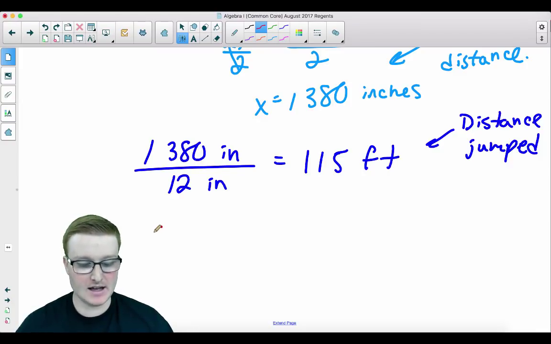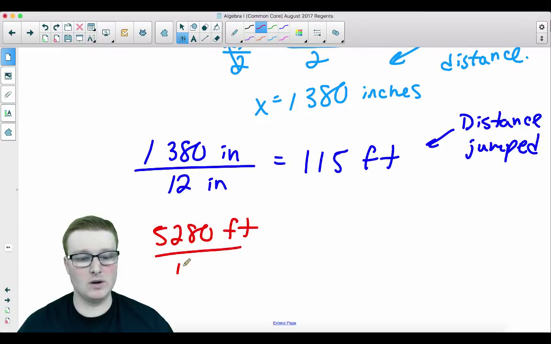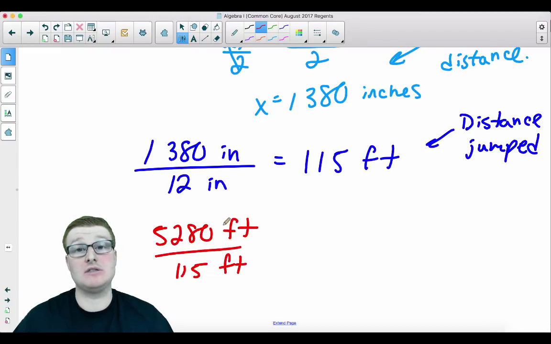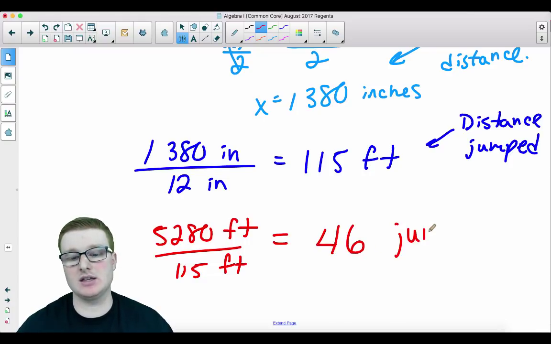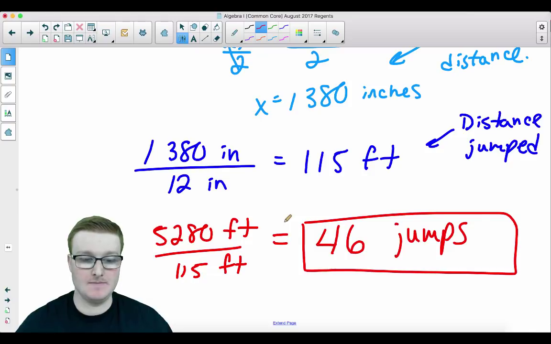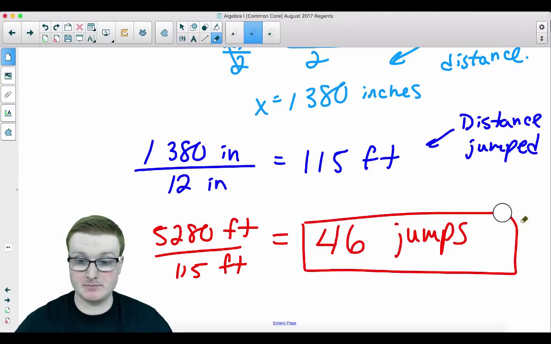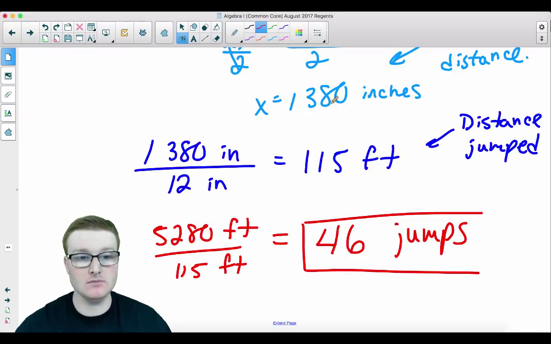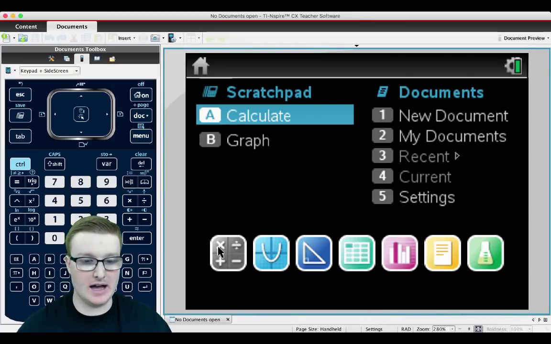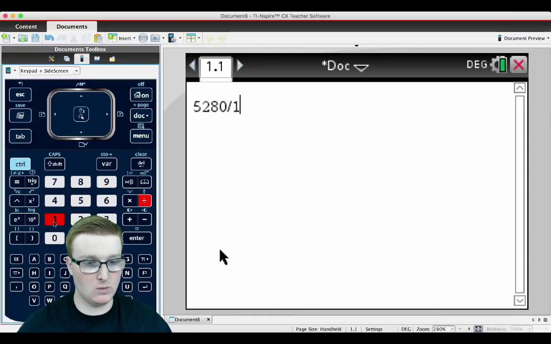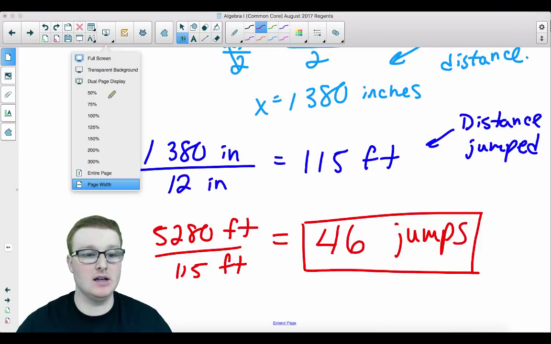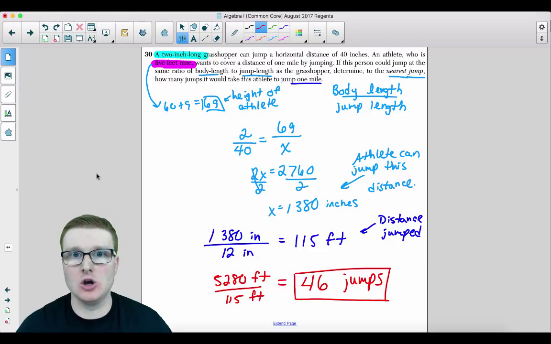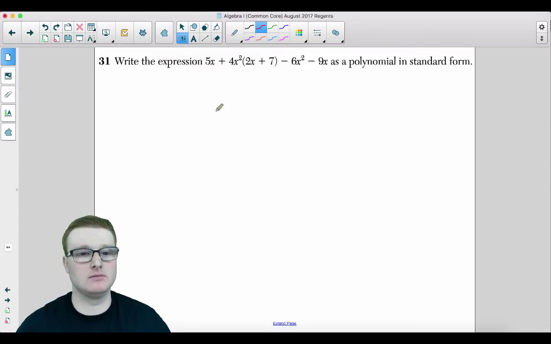So now we take 5,280 feet and divide it by the 115 to convert it into miles, which will tell you the amount of jumps. When you do 5,280 feet divided by 115 feet, you get the answer 46. Ladies and gentlemen, this athlete can jump 46. Now, that's if you round it off, because it does say to the nearest jump. So if you do 5,280 divided by 115 in your calculator, you get 45.9, so it has to take him or her 46 jumps to complete this mile. Bogus question. Moving on.